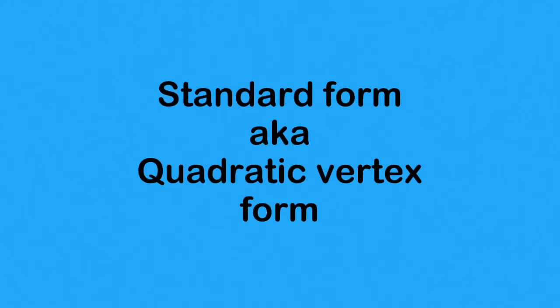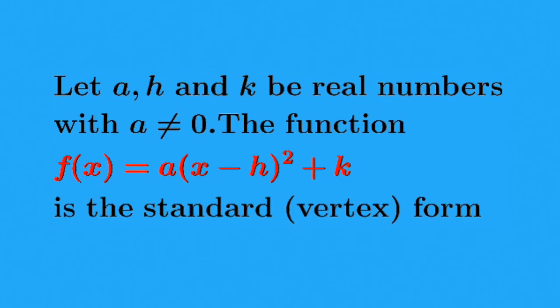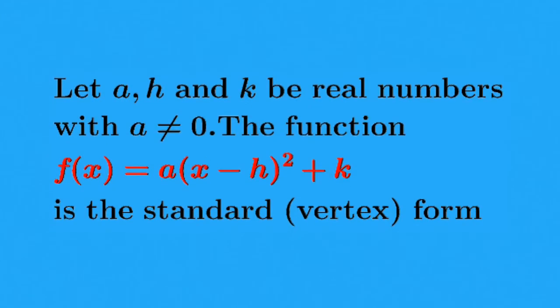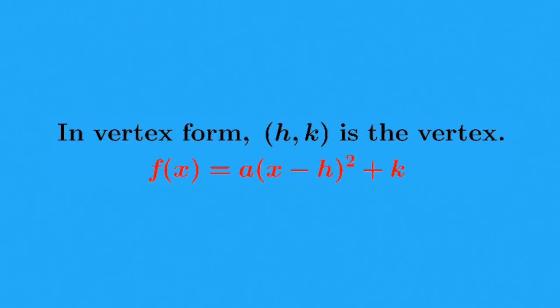We are usually quite interested in the vertex of a parabola, as it is always a maximum or minimum of the function. We even have a special form called the standard form or the quadratic vertex form. Here is the standard or vertex form of a quadratic function. What's so awesome about the quadratic vertex form? Well, we immediately know where the vertex is just by looking at the equation. The vertex is always at (h, k).